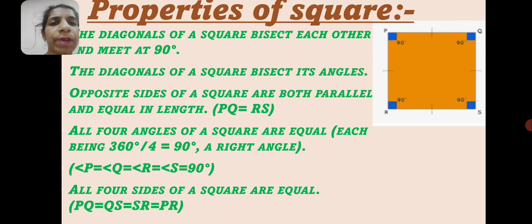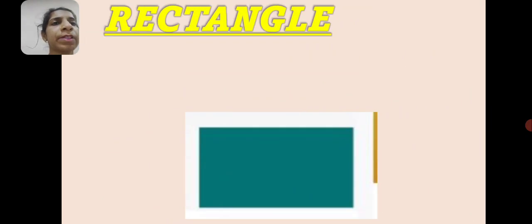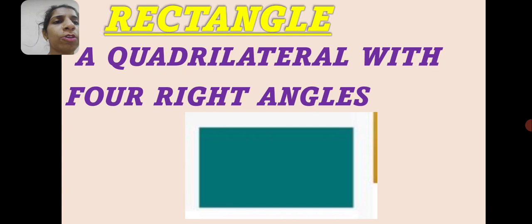The next property of a square is that all four sides of a square are equal. PQ is equal to QS is equal to SR is equal to PR. All four sides of a square are equal. Next, let's move on.